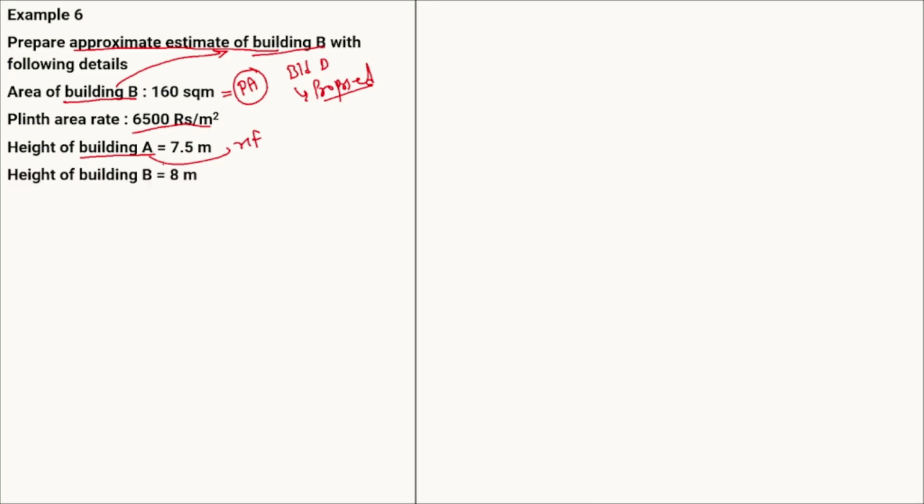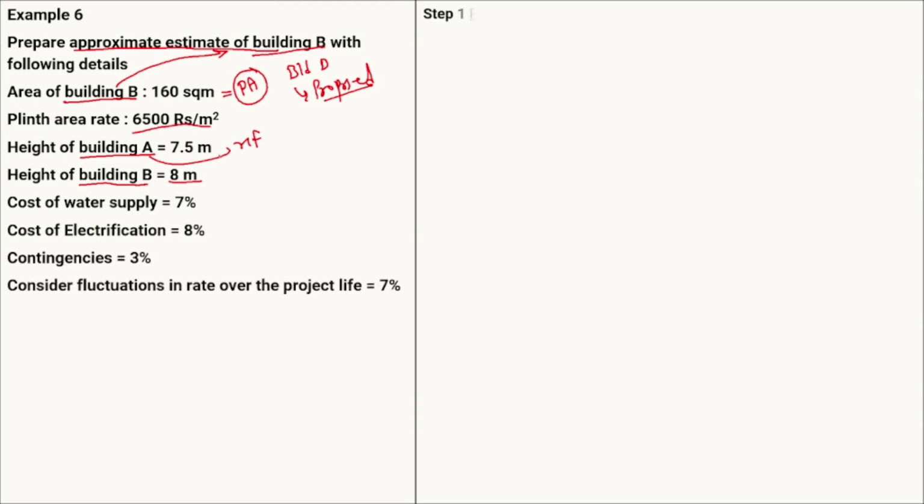Next, the height of building B, the proposed building, is also given as 8 meters. Whatever the cost is given, starting with our first step, that is the rate of construction, now defining which method we have to use.